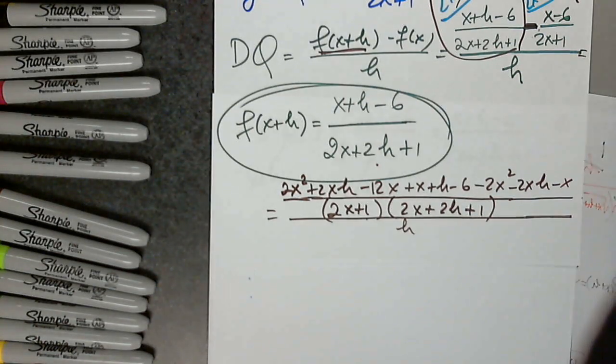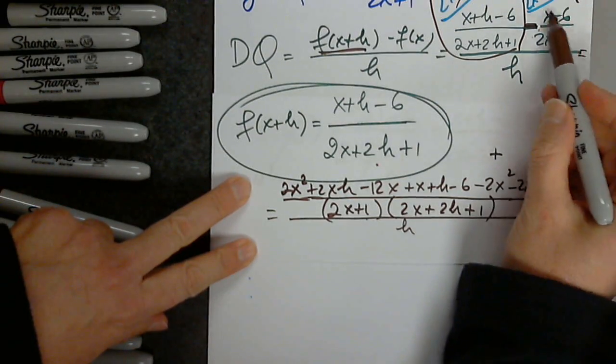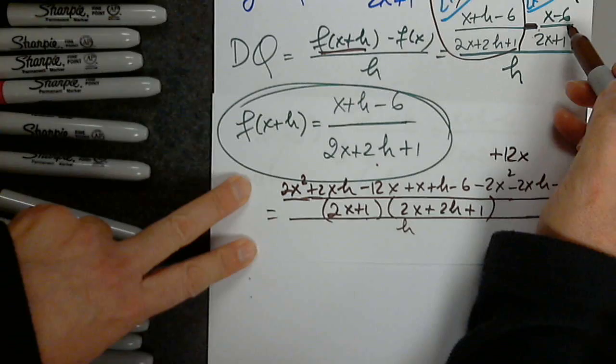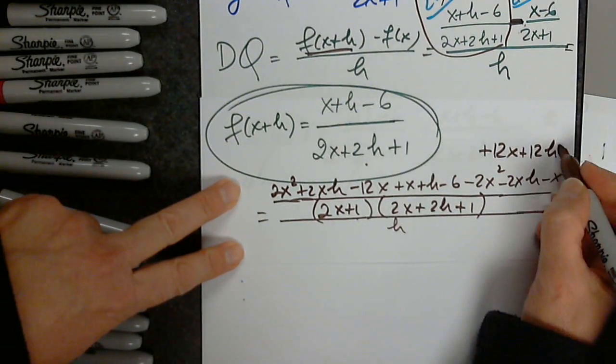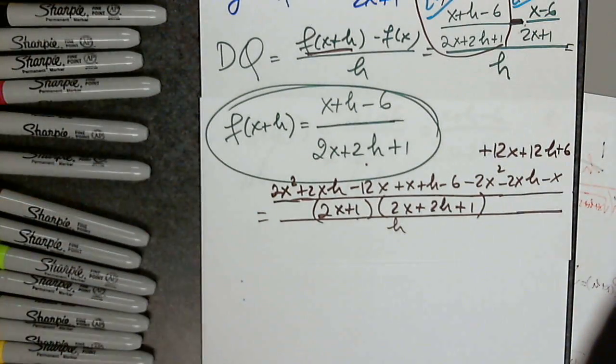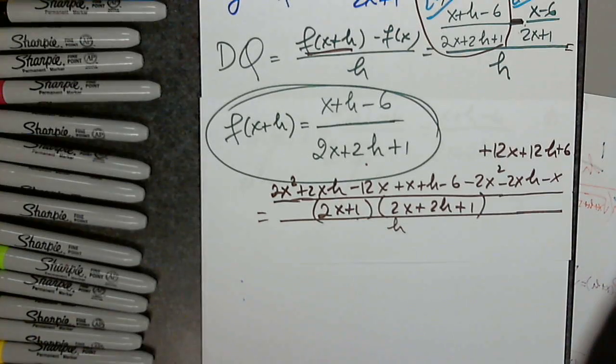Okay, so please dictate. Plus 12x plus 12h plus 6. Now, before we even look at this, which terms do you hope will go away for sure?